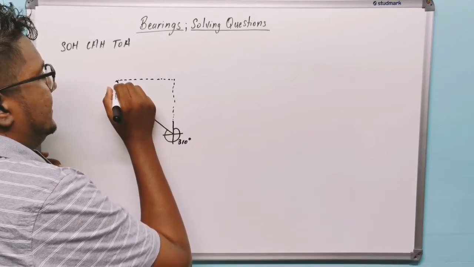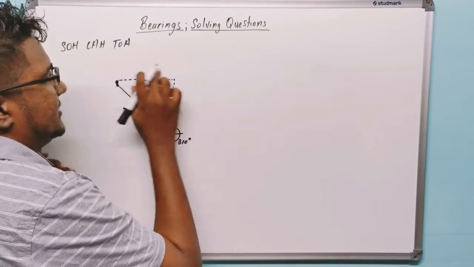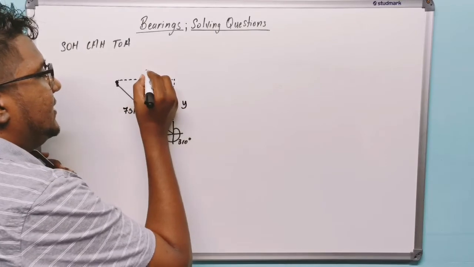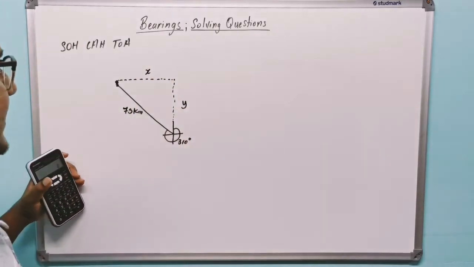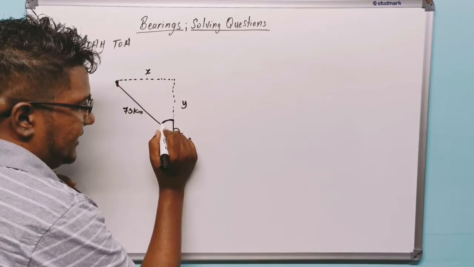So let me just extend this a little. Good. Now this is going north and this is going west. If we're going to use our axes, this becomes y and this becomes x, right? So we need to know an angle. So we need to know this angle inside here.